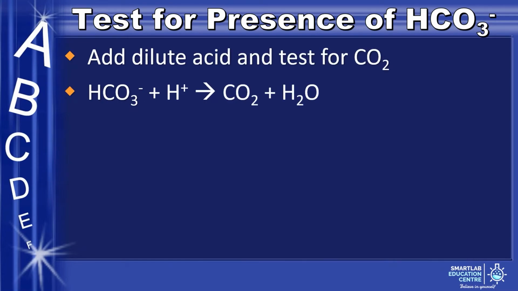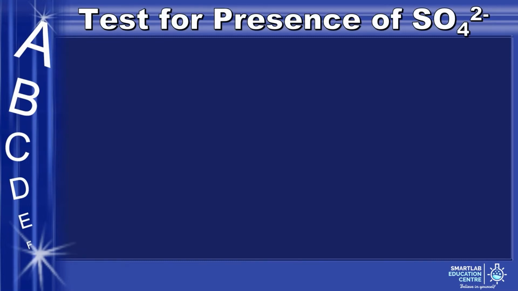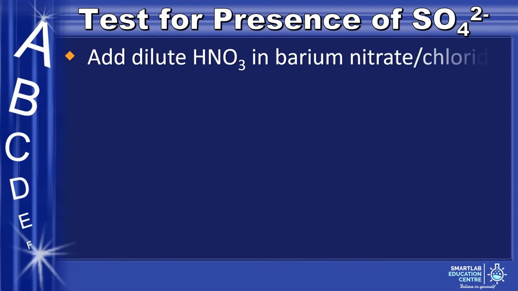To test for the presence of bicarbonate, similar to carbonate, we add dilute acid and test for carbon dioxide. To test for sulfate, we add dilute nitric acid and barium nitrate or chloride solution, and it will form a white precipitate as seen below.